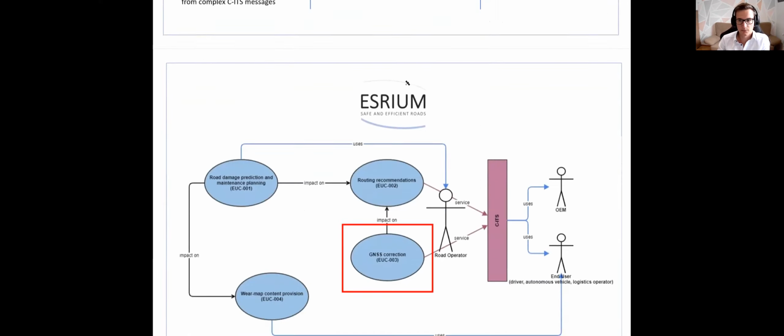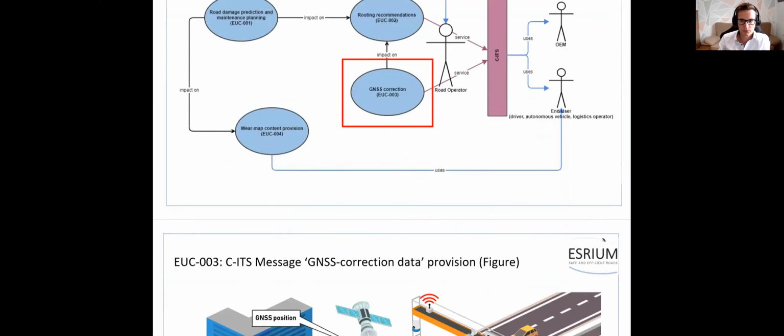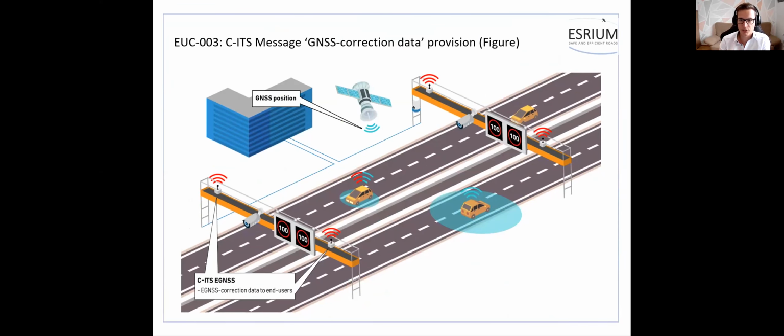Next, we will have a quick look at use case number 3, which, as use case number 1, will be an influential part of the use case dealing with routing recommendations. So use case number 3 generally refers to the additional use of EGNSS correction data for more accurate vehicle locations. The road operator again provides EGNSS correction data to the end users via CRTS message from roadside units to improve the positioning accuracy of the end user's vehicle.